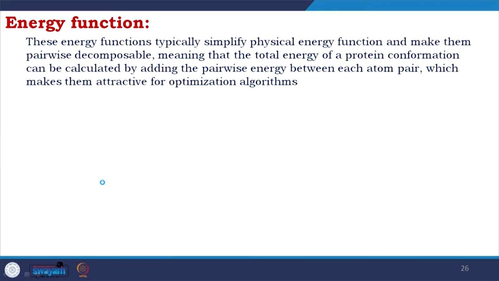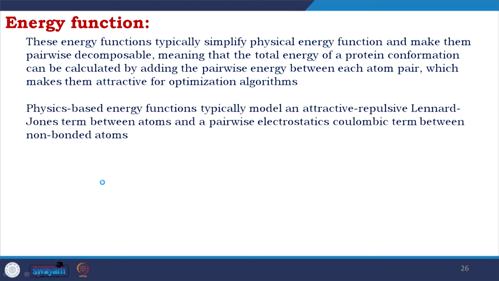These energy functions typically simplify physical energy functions and make them pairwise decomposable, meaning that the total energy of the protein conformation can be calculated by adding the pairwise energy between each atom pair, which makes them attractive for optimization algorithms. Physics based energy functions typically model an attractive repulsive Lennard-Jones term between atoms and a pairwise electrostatic Coulombic term between the non-bonded atoms.